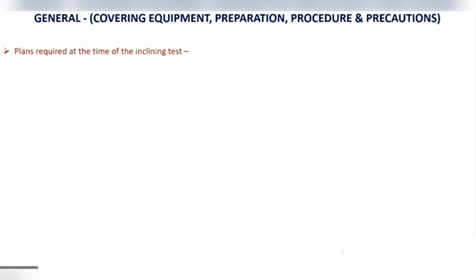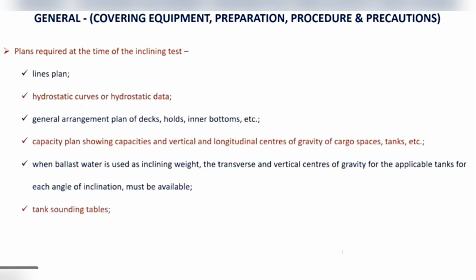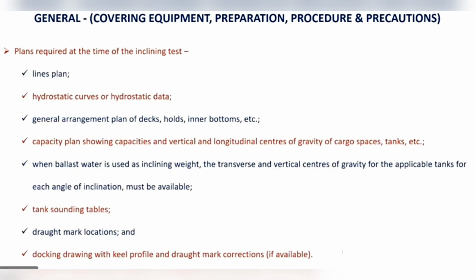So this lists down the plans that are required for conduct of the experiment. Plans required at the time of the inclining experiment are already on display. You can take a photo. This is the set of plans that people conducting the experiment will require, and the administration's representative will also require, because if he wants to check anything, he can check against this set of plans. Taken the photo, beta. This is a simple list of plans, right?